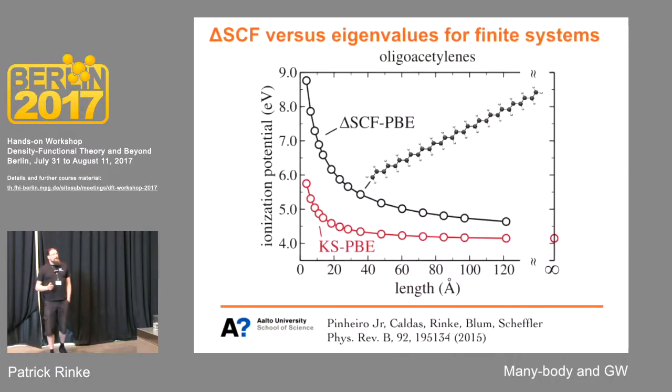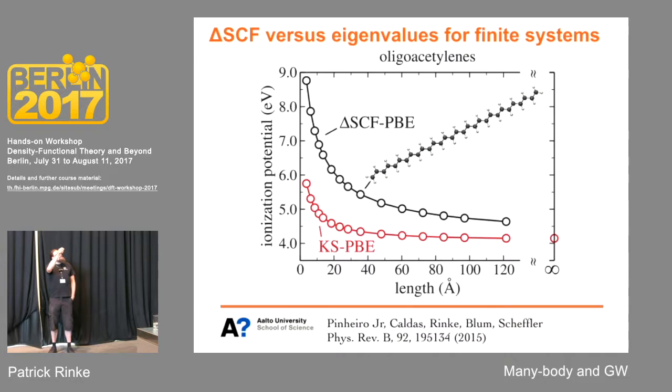Another point that is related to this delocalization error is coming back to this difference between the Kohn-Sham eigenvalue and the Kohn-Sham total energy difference. So here, this is from a system that Thomas Kurzdorfer also showed, a polymer. What I'm showing you here is, again, the ionization potential calculated as a total energy difference, now as a function of the length of this polymer.